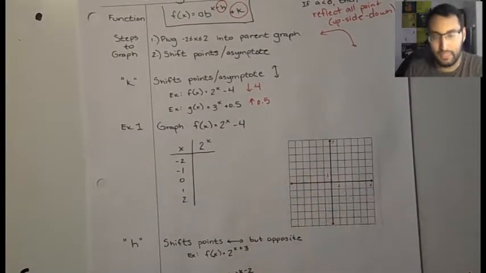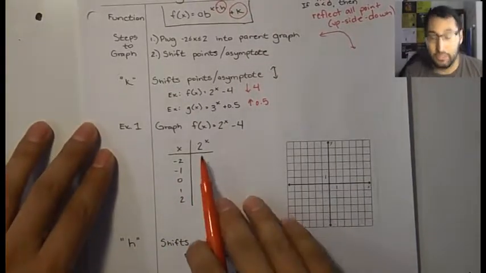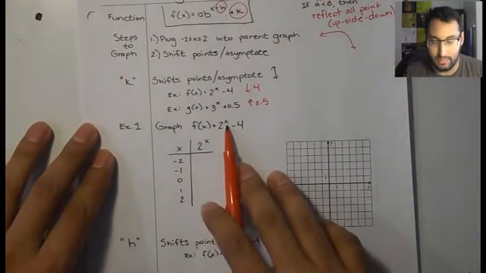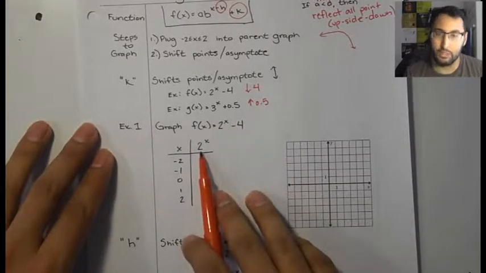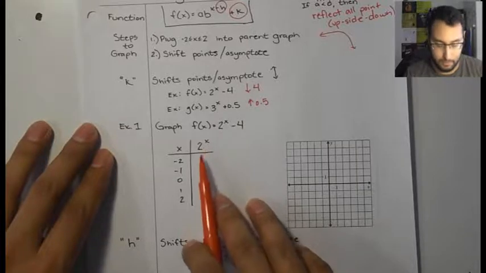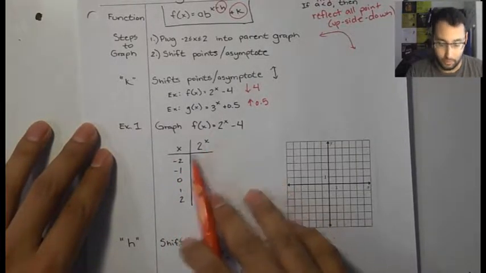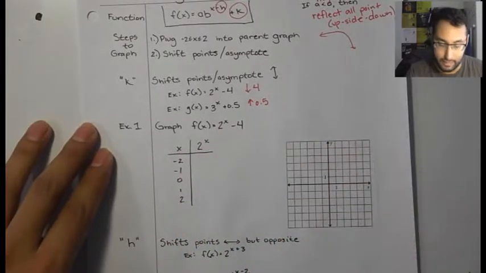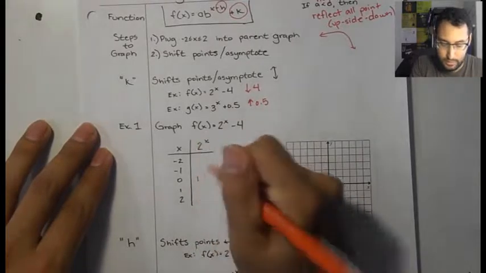Okay. Now for this, I'm just going to go through the table super fast just so we're not taking too much time. When you use the table, you have to use the parent function. So I'm using the base and x exponent. I'm ignoring this -4 for now. So that's why I just have 2 to the x power. If we were to plug in any of these values into the exponent, we're going to get an output. I'm going to begin at 0 because 2 to the 0 power is 1.